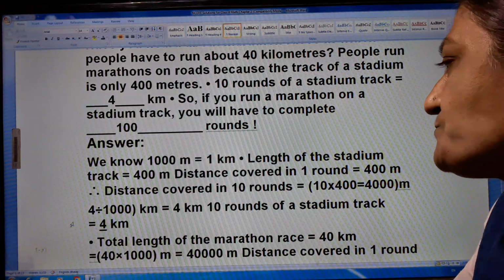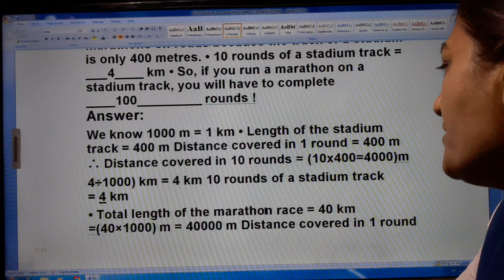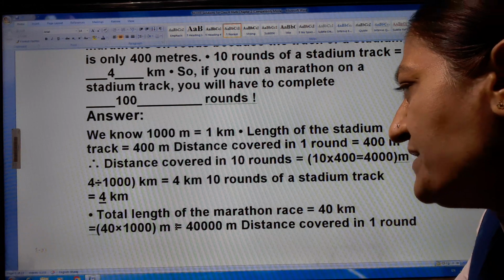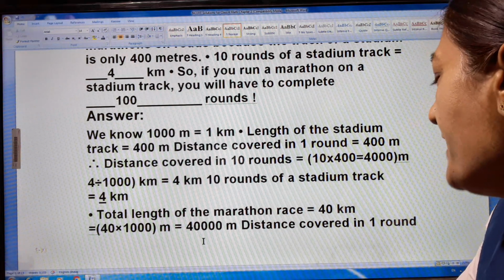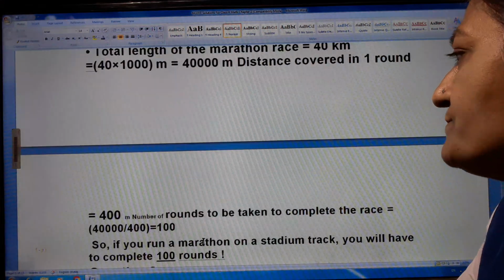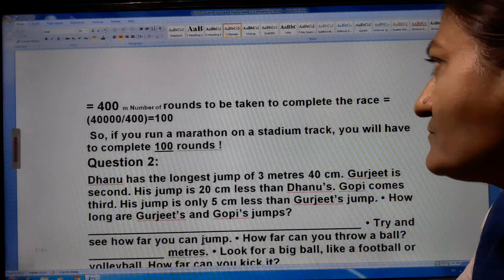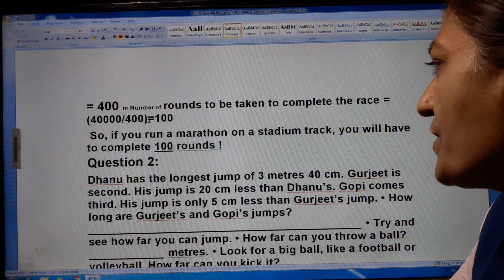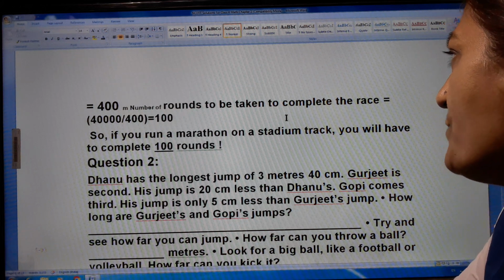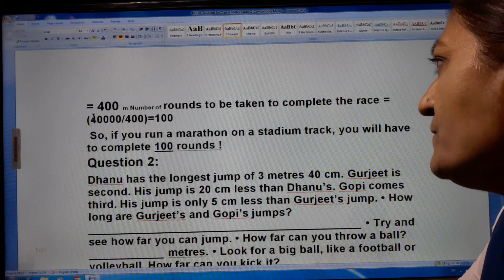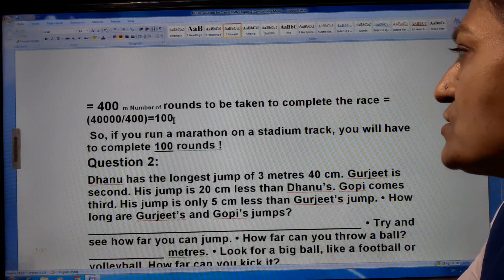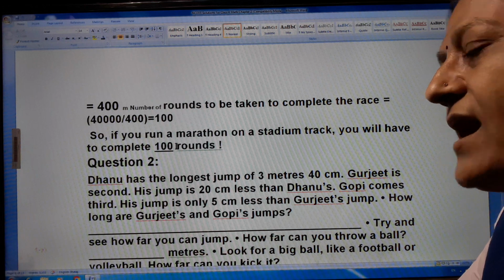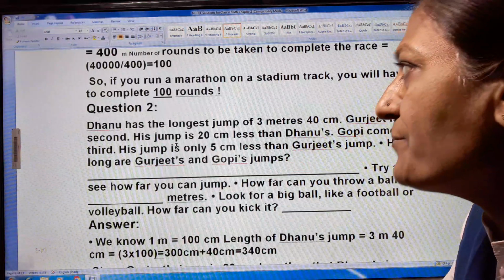Now, total length of the marathon race is 40 kilometer. 40 kilometer means 40 into 1000 meter, means 40,000 meter. Distance covered in one round is equal to 400 meter. 40,000 divided by 400 is equal to 100. Rounds to be taken to complete the race is equal to 100. So, if you run a marathon on a stadium track, you will have to complete 100 rounds. This way, you have to complete 100 rounds.